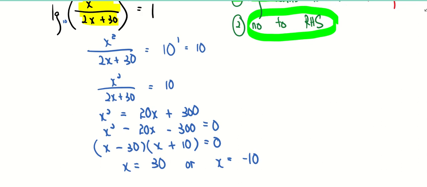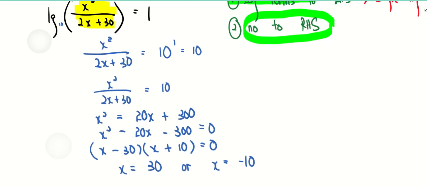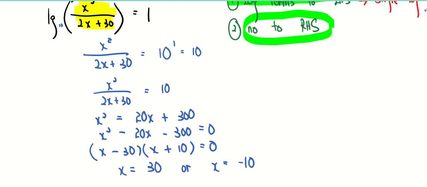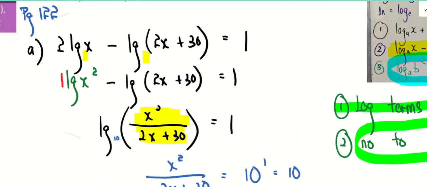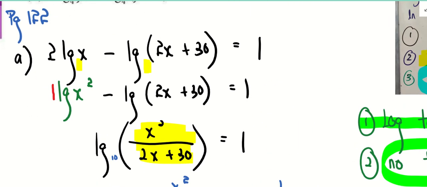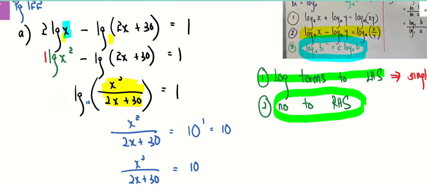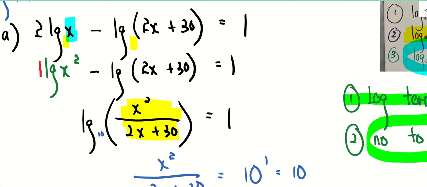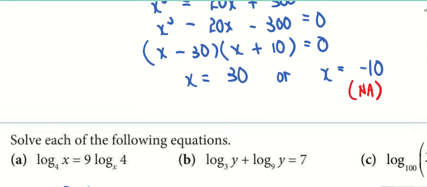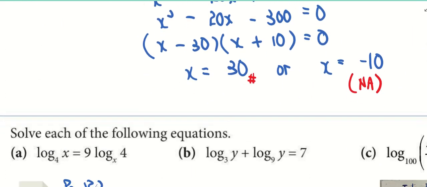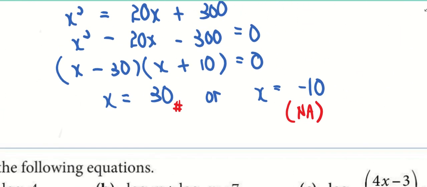Remember to always check whether the 2 answers are all suitable by looking back into the original equation. Notice, if my x is equal to negative 10, I cannot log a negative 10. So for sure, I will need to reject the negative 10. But for x being 30, no matter how I substitute inside x or the 2x plus 30, both are going to be positive. So this answer is valid. So x equal to 30 is my only answer.